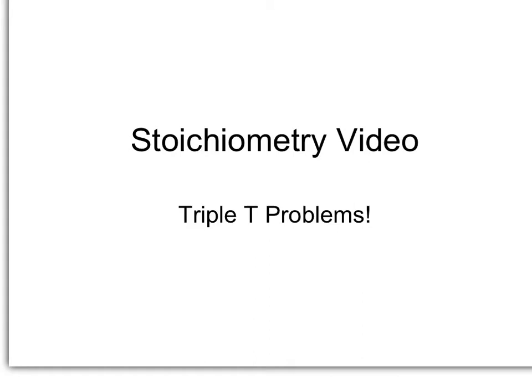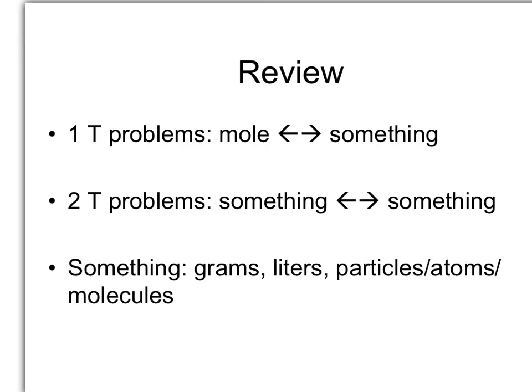Alright, today what we're going to do is learn about stoichiometry. Stoichiometry is essentially a fancy word for just doing triple T problems. To review, we've done 1T problems, which are going from mole to something, or something to mole. We've done 2T problems, where you're going something to something, where the somethings can mean grams, liters, particles, atoms, or molecules. So again, anytime you have to go from mole to something or something to mole, that's always going to be a 1T. And anytime you're going from something to something, that's going to be a 2T.